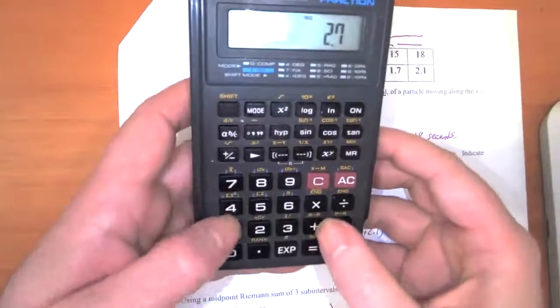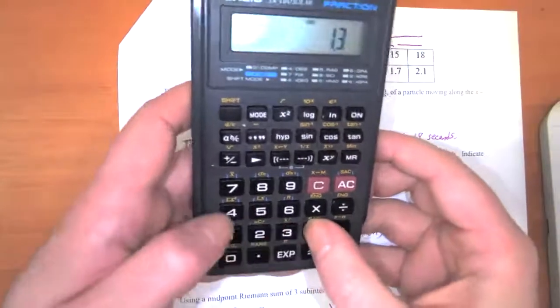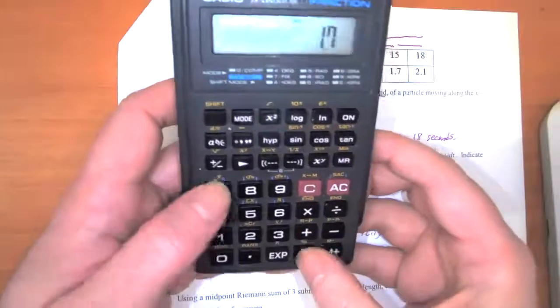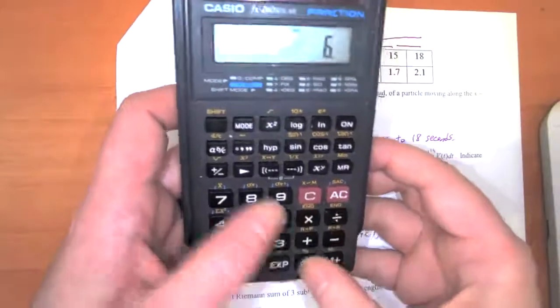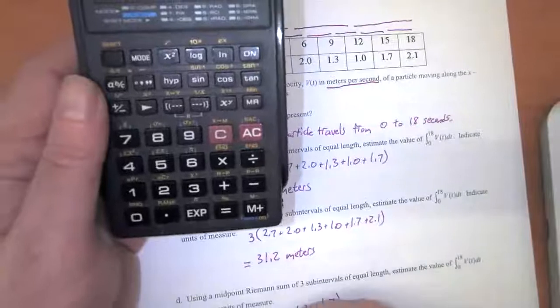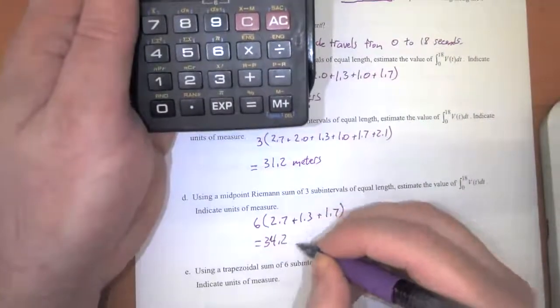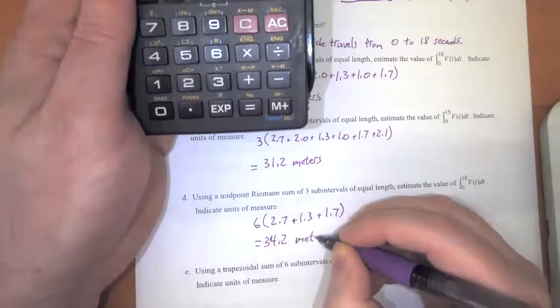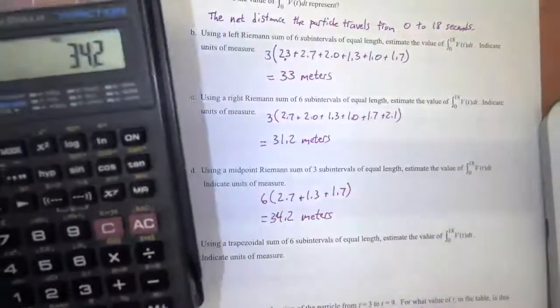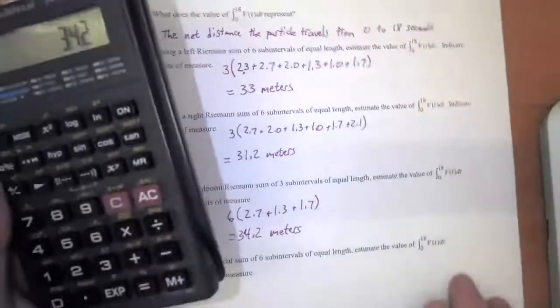2.7 plus 1.3 plus 1.7. And then we're going to multiply that by 6. 34.2 meters. Are any of these better than the other? We have no idea.